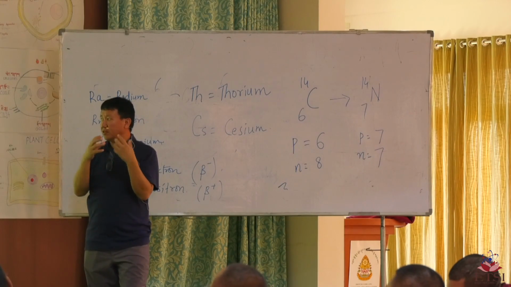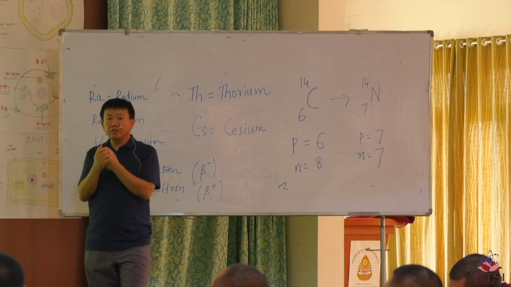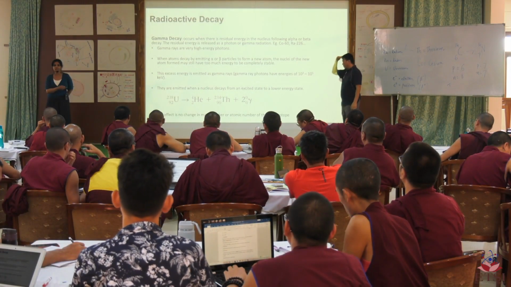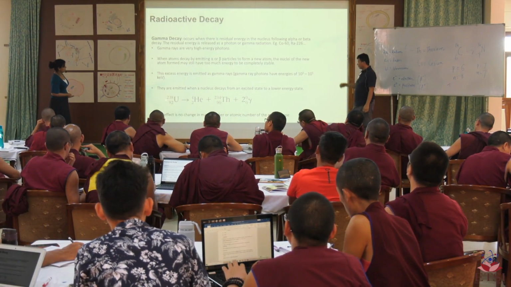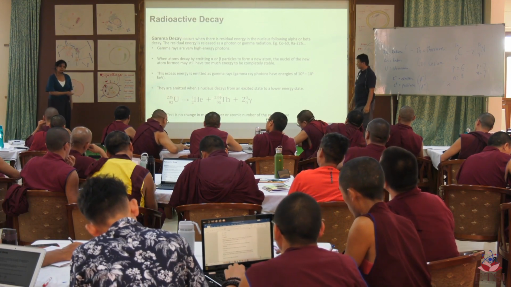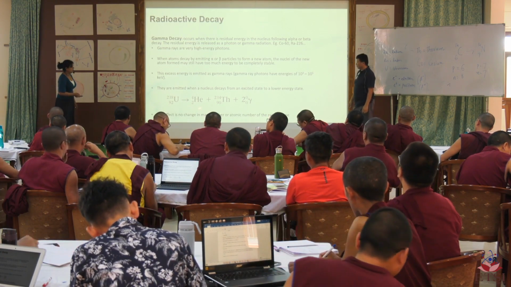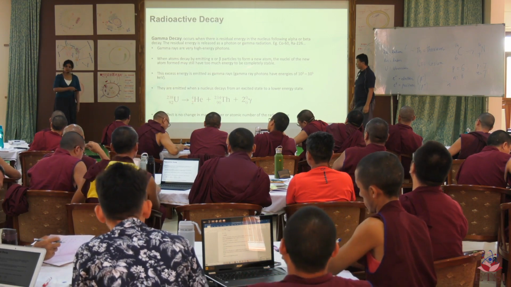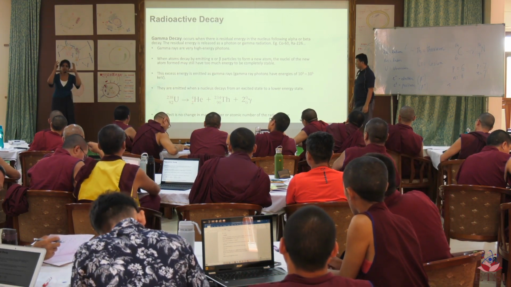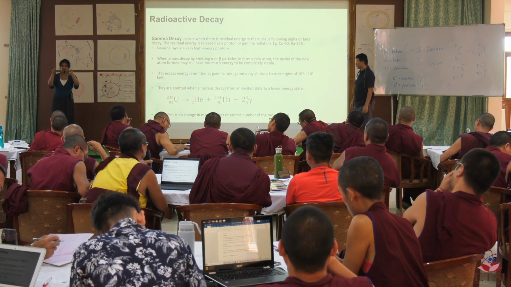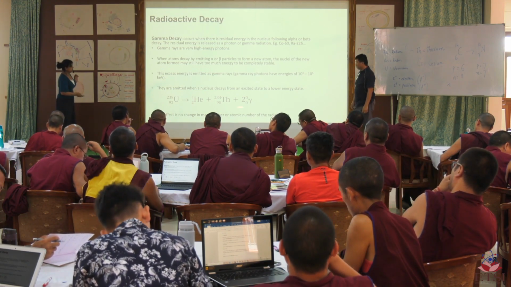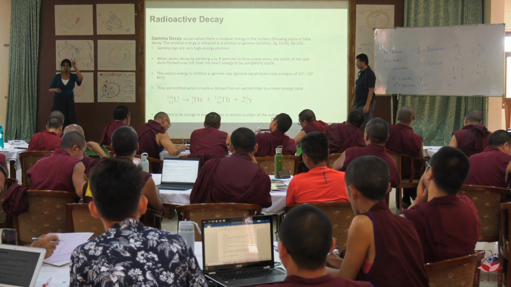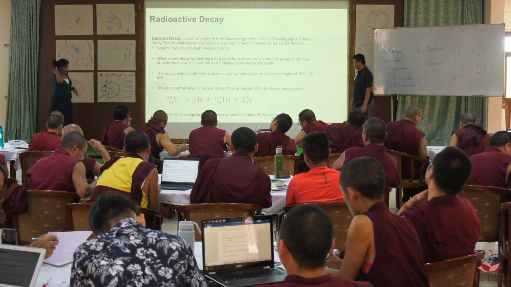Because it's helium nucleus, so it's alpha. And when uranium was decaying into thorium, right? So alpha particle was emitted, but still this new nucleus that was formed, it still had some energy and it was still unstable. So that energy was released in the form of two gammas here.